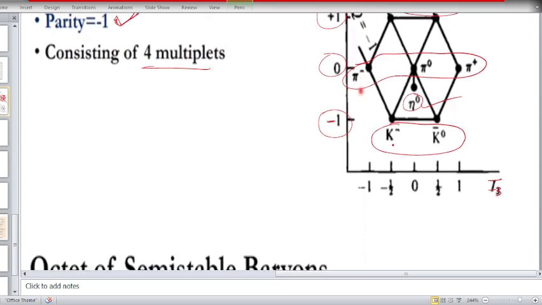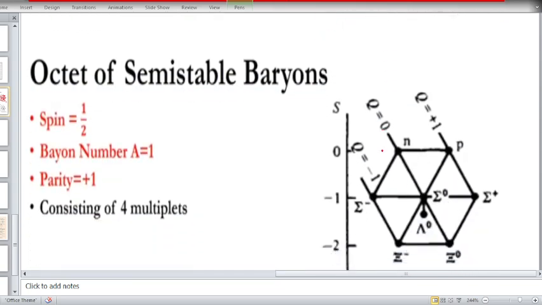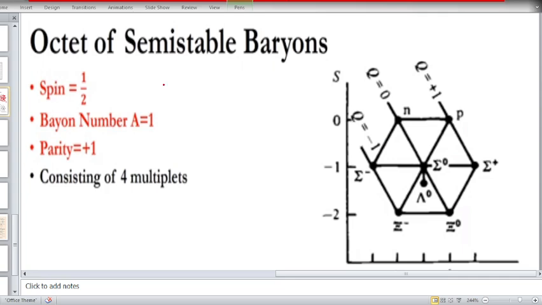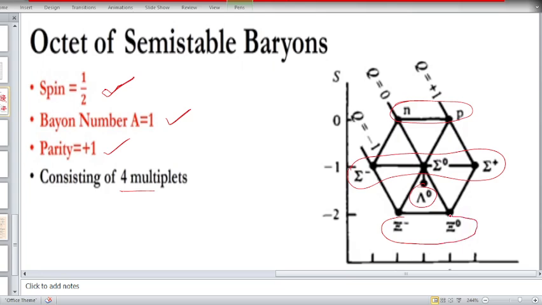Now we'll move to the next octet, the octet of semi-stable baryons. These baryons have spin half, baryon number 1 because they are baryons, and parity +1. This also consists of four multiplets. Neutron and proton form a doublet. Then you have sigma minus, sigma 0, sigma plus, and then lambda 0, which is a singlet.